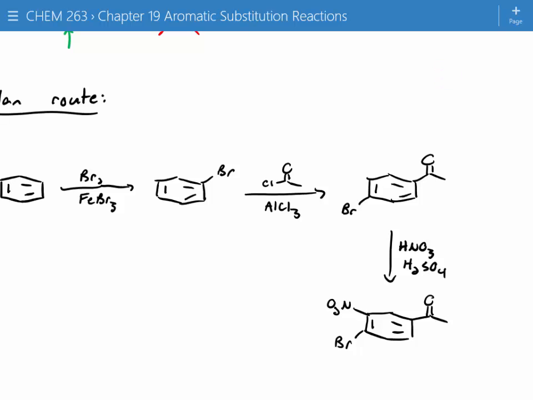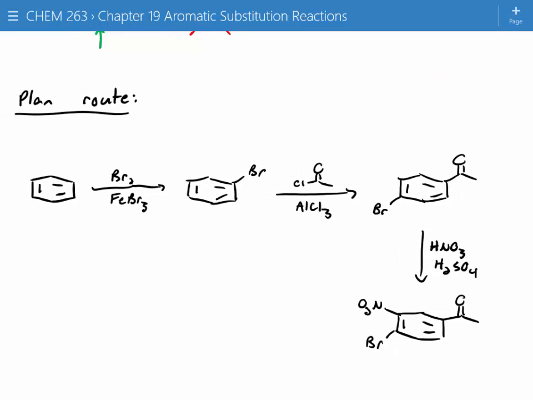So the plan of attack is similar to other synthetic problems where we work backwards, but this time we have to pay a lot more attention to the directing groups and whether or not they're ortho-para directors or meta directors. Does that make sense? All right, if we have time at the end, we might go back and do another practice problem, but I wanted to continue on to the last couple reactions in this chapter so you guys can do your Sapling problems.